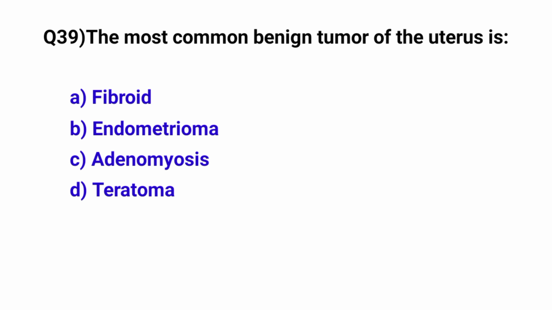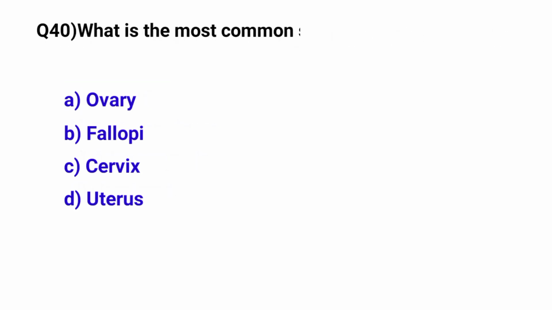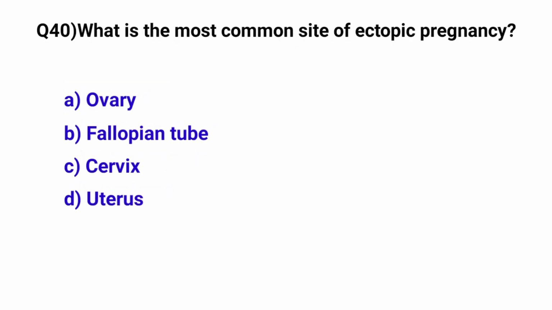Question number 39. The most common benign tumor of the uterus is. The correct option is A. Fibroid. Question number 40. What is the most common site of ectopic pregnancy? The correct option is B. Fallopian tube.